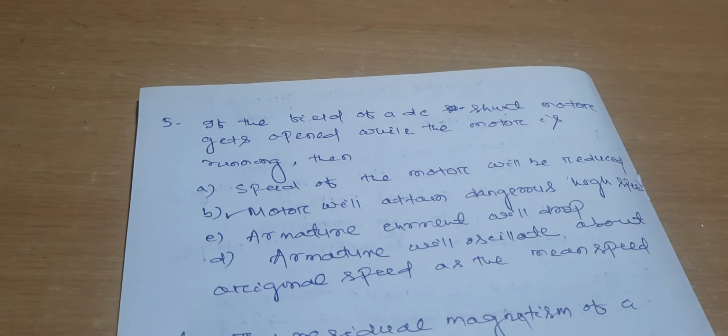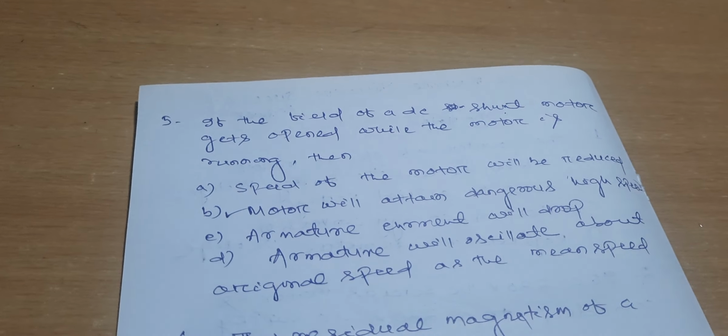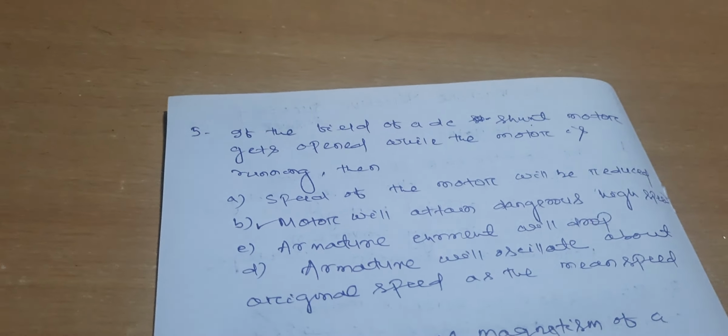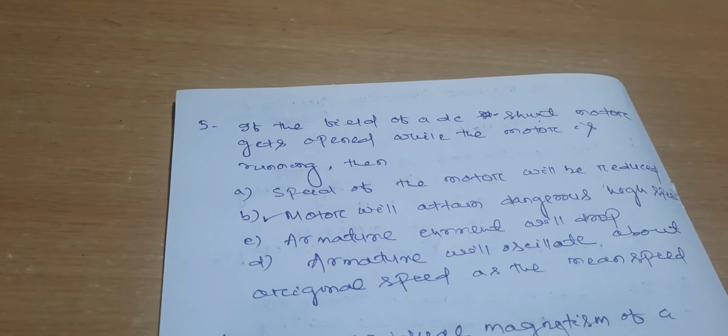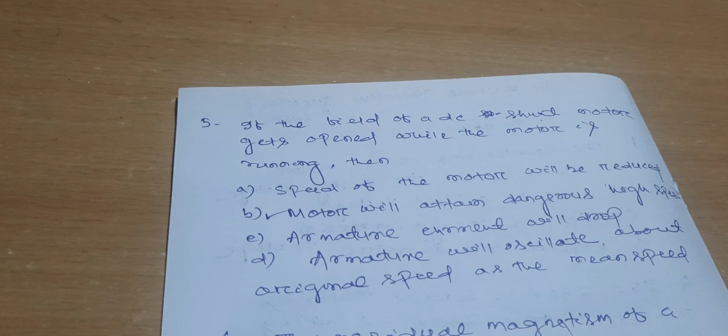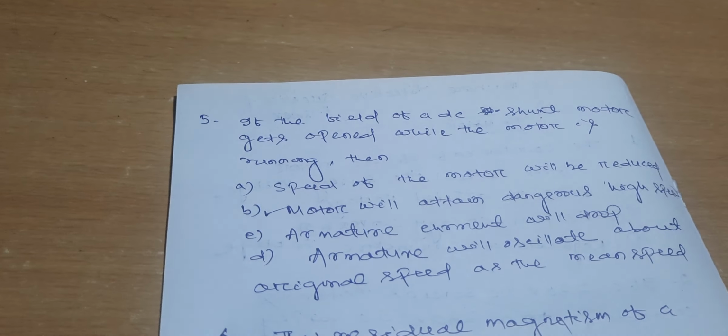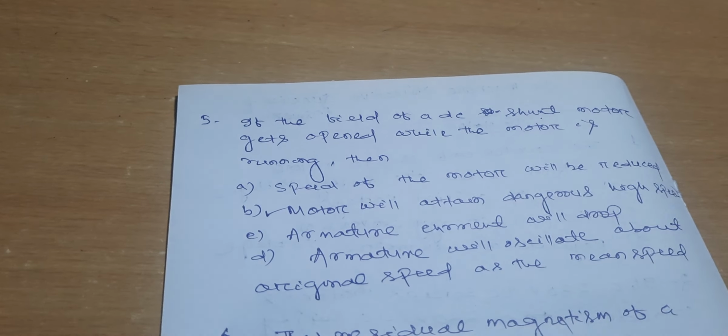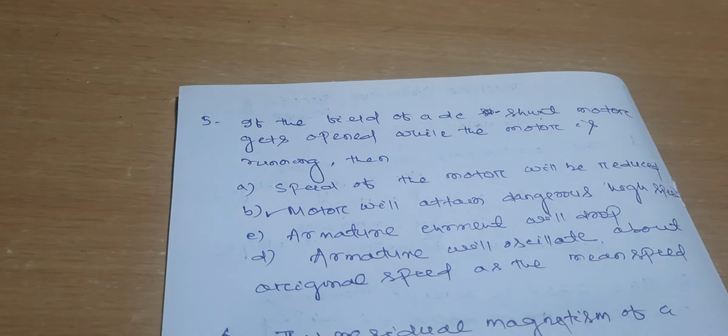Okay. If the field is open, that means total current is flowing through the armature. No field circuit, only total current is flowing through the armature. At that time the motor will attain very high speed.